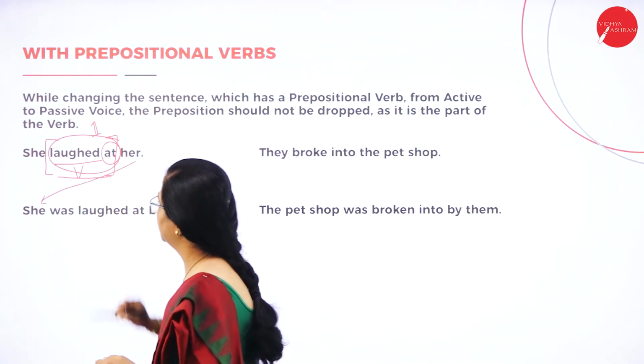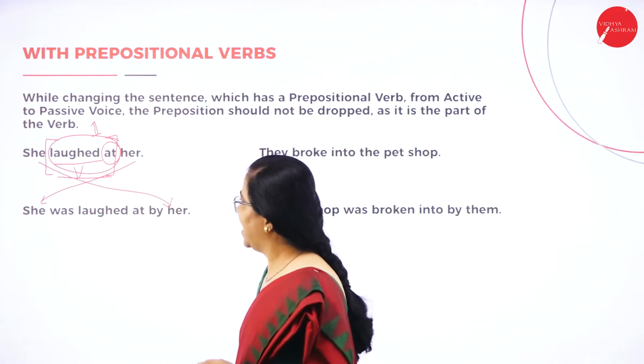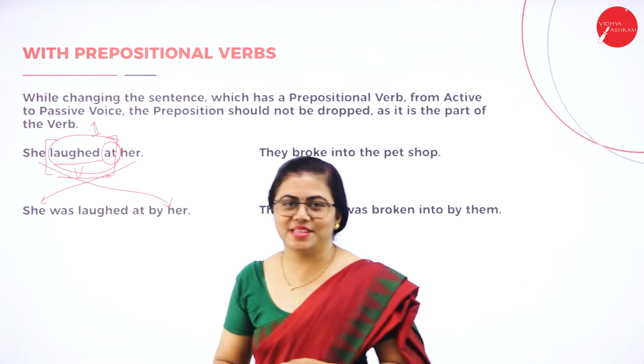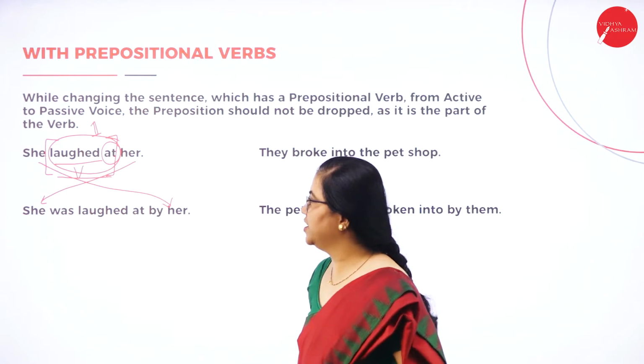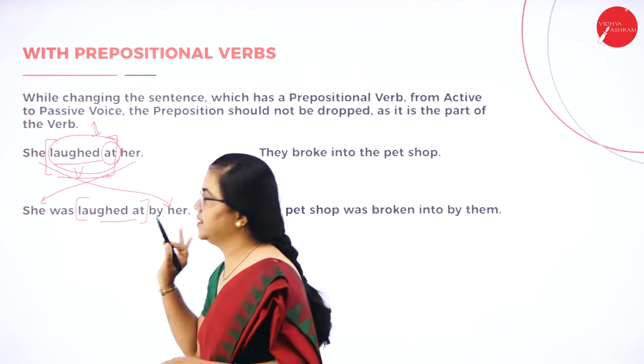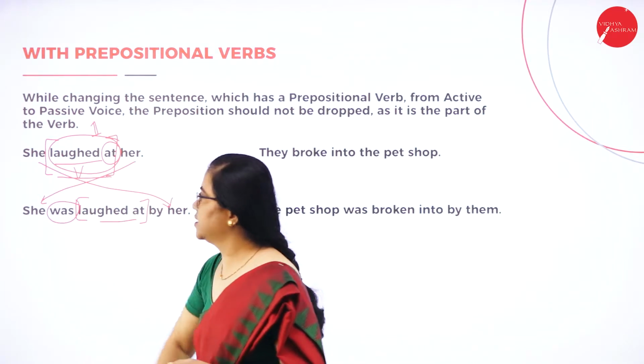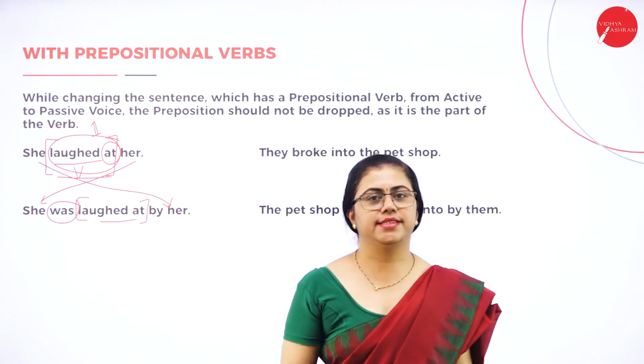So how do you change it? This will change to the subject, this will change to the object. Sadly, here subject and object both are similar, so you may not be able to make much of a difference here. But just concentrate on this. Laughed at is retained as it is. Only addition is was. As per the rule, was is added.